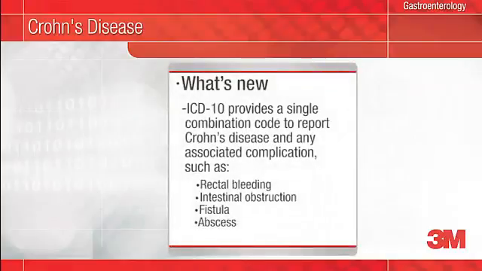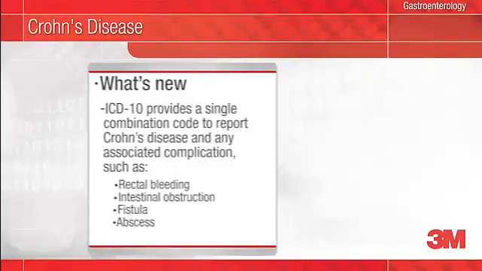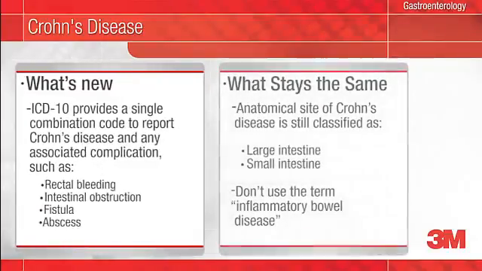ICD-10 provides a single combination code to report Crohn's disease and any associated complications such as rectal bleeding, intestinal obstruction, fistula, or abscess. Be clear in your notes concerning associated complications so that an accurate picture is conveyed of how sick your patient is. Just as in ICD-9, anatomical site is classified as large or small intestine or both.